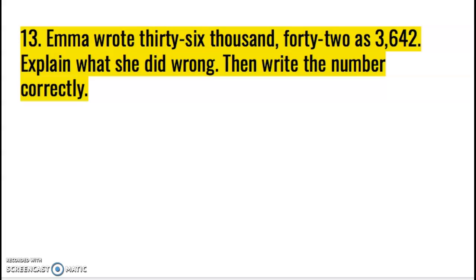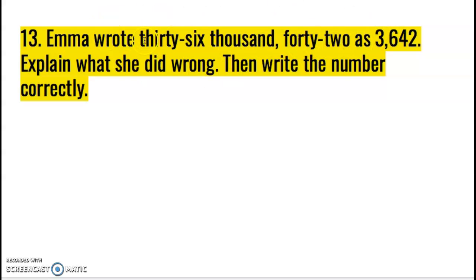Now see, this one is going to be a little bit harder because Emma wrote 36,042 as that number that's listed there. Explain what she did wrong and then write the number correctly. Since we're getting closer to the end of the lesson, I'm going to let the students work through this first on their own to see what they can do. I'm going to give them just this very first part.